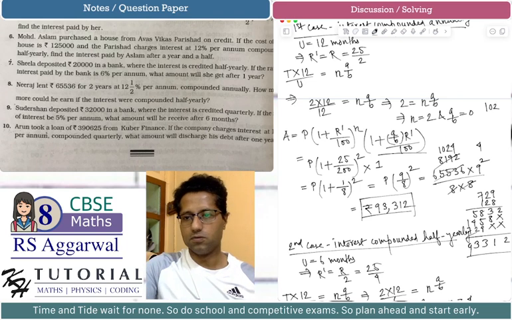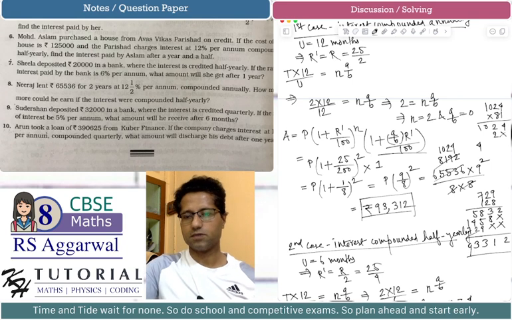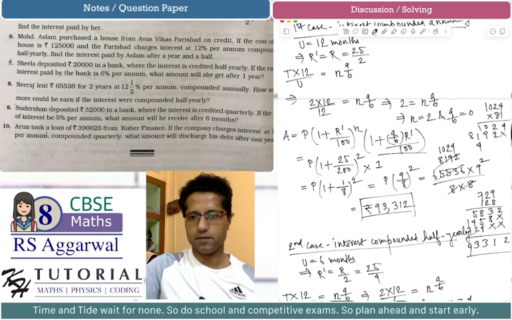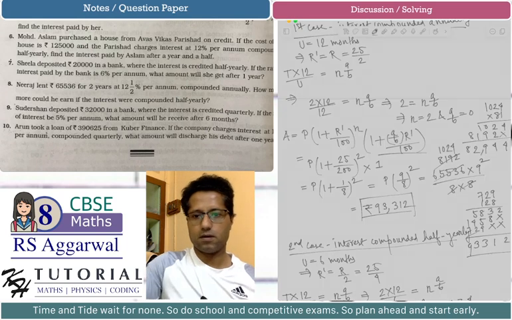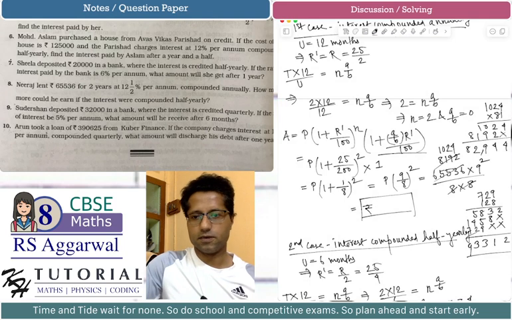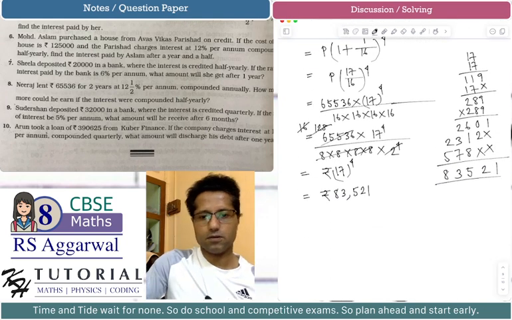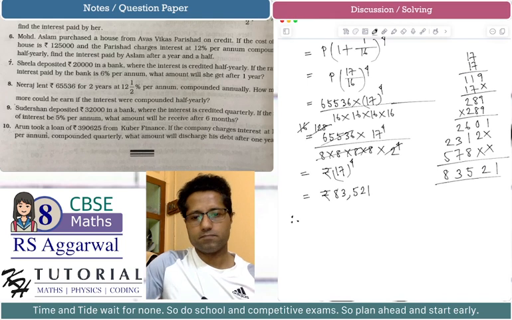So 1024 multiplied by 81, which is equal to 82,944. So the amount for the first case is 82,944, and in the second case the amount is 83,521.